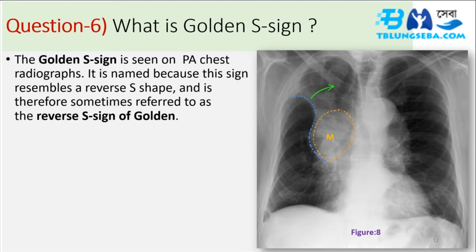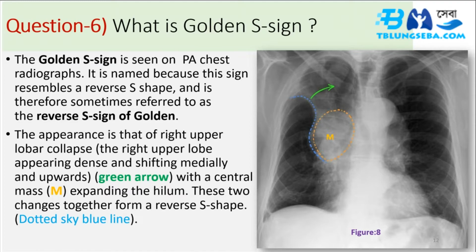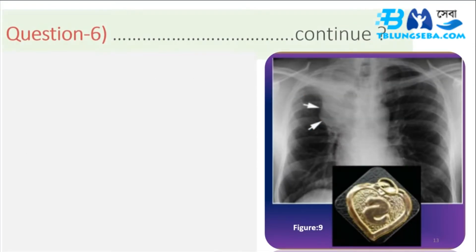The Golden S sign is seen on PA chest radiographs. It is named because this sign resembles a reverse S shape, and is therefore sometimes referred to as the reverse S sign of Golden. The appearance is that of right upper lobar collapse, the right upper lobe appearing dense and shifting medially and upwards, green arrow, with a central mass, M, expanding the hilum. These two changes together form a reverse S shape, dotted sky blue line.